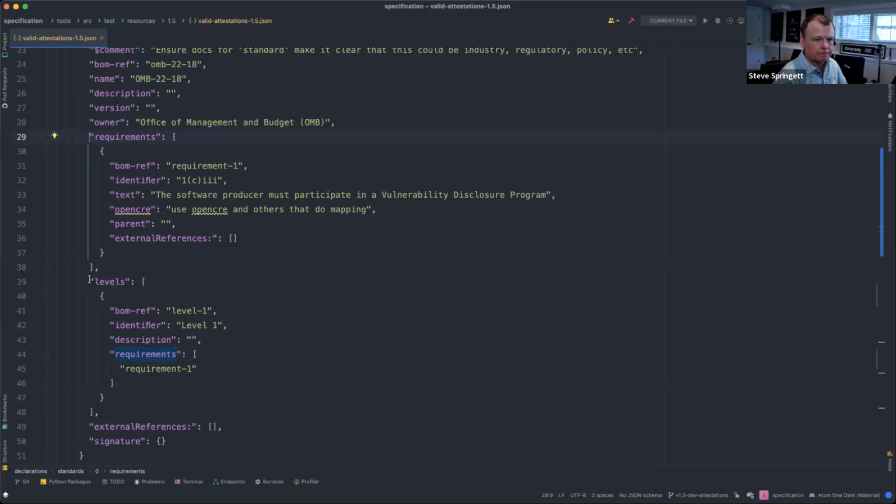Yep. Yeah, I love that. Okay, so that's great. The standards guy publishes the tree, and then projects just fill in the leaves.